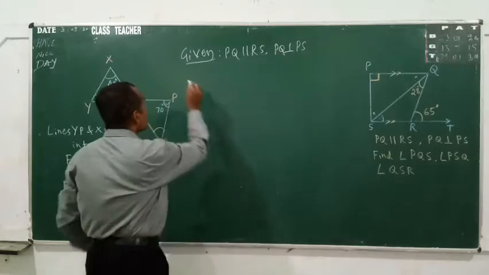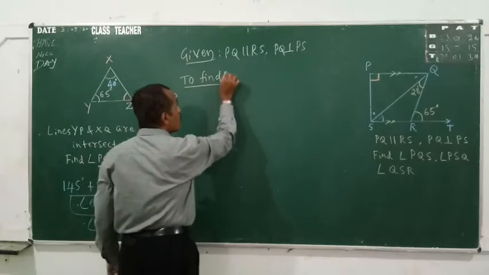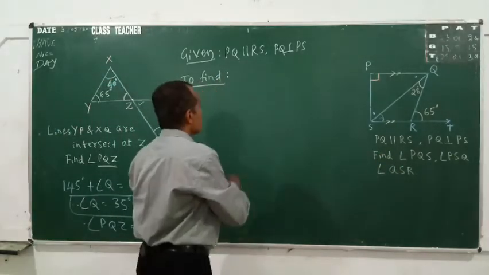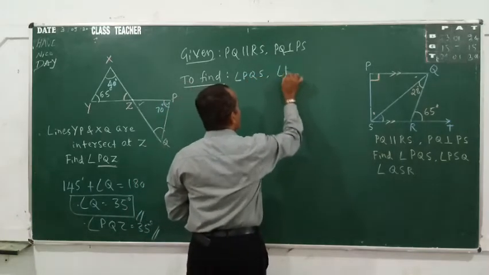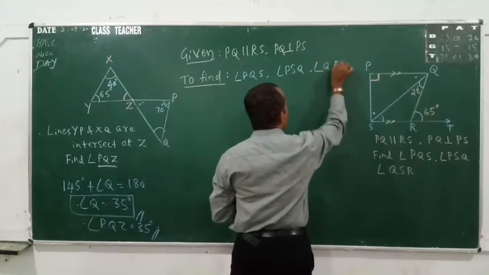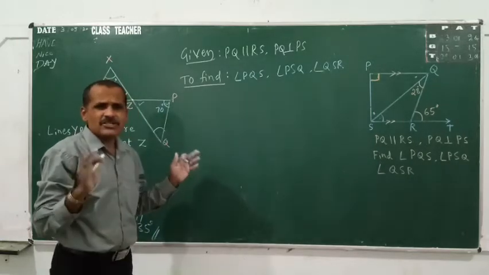I will write it. What is to be found? To find, I will not write it to prove. I will write it to find. What I want to find? That is also available in the problem. Angle PQS, angle PSQ, angle QSR. These three things have to be found. Construction, extra construction not required.